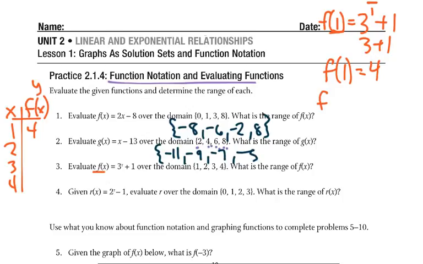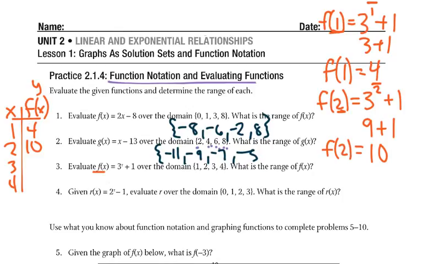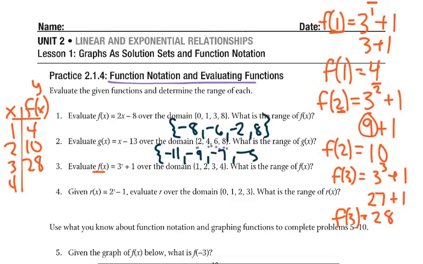Do the next one. F of 2 equals 3 squared plus 1. 3 squared is 9, 3 times 3. 9 plus 1 is 10. So we get 10, and that's what f of 2 is equal to. Then we do f of 3. 3 cubed plus 1. 3 times 3 times 3, or in other words, 9 times 3 is 27, plus 1 gives us 28. So f of 3 equals 28.